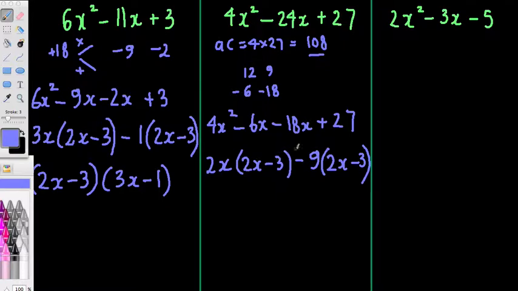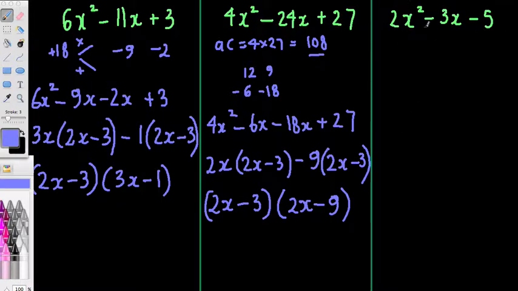I love how every time you get this same bracket, you know you can breathe easy because we know that's what we want. That is exactly what we're searching for. That same bracket, now we can take out that and we're left with 2x minus 9. And we're done.